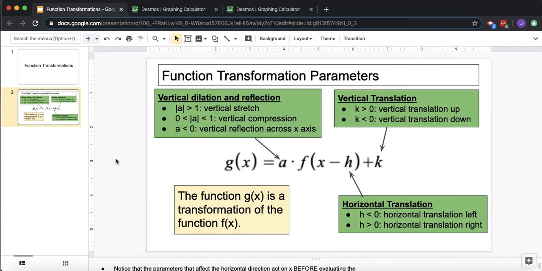And that's a good summary of how to transform the graph of f of x into g of x and how that transformation is represented in the equation.